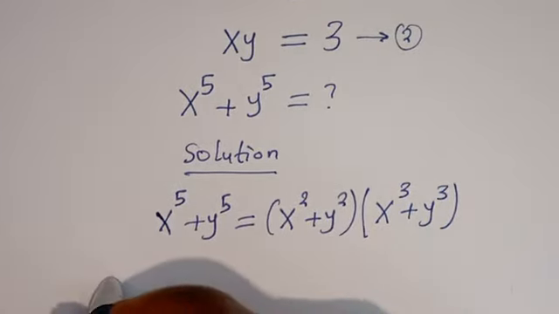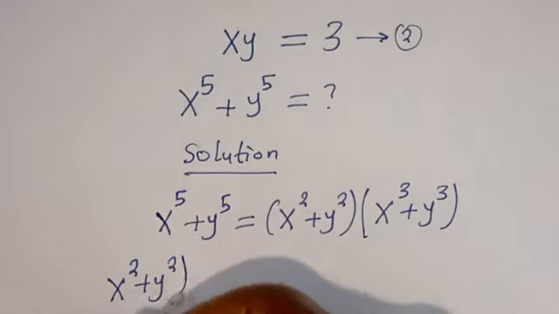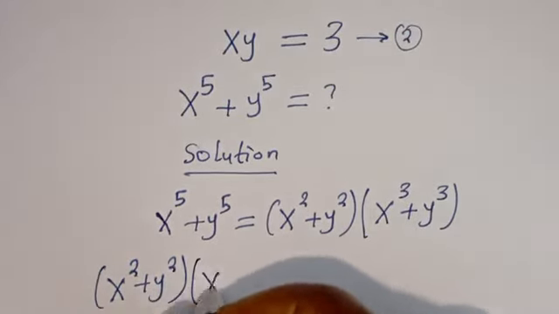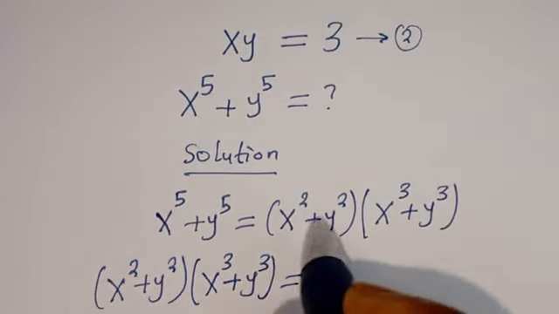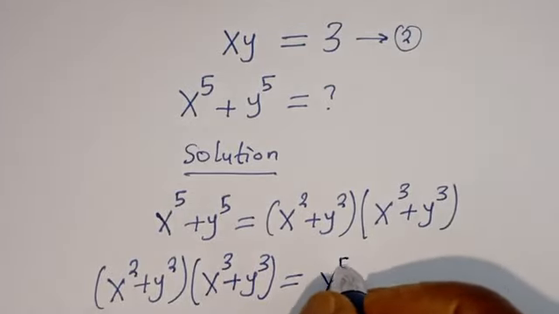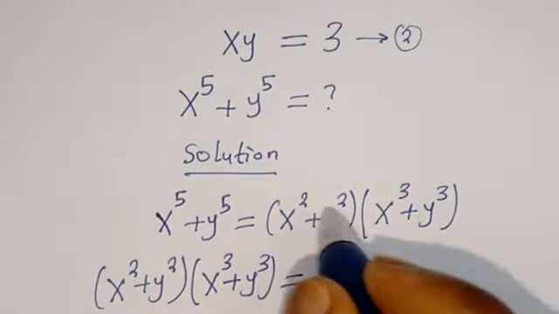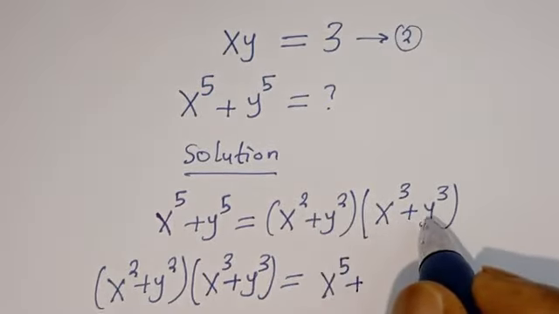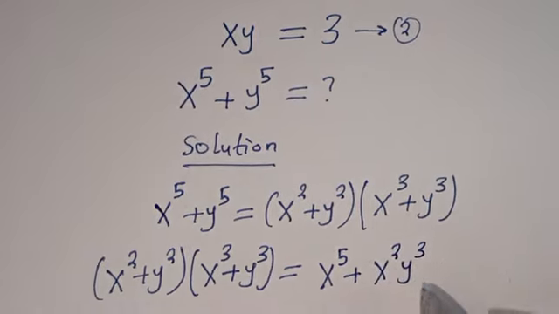Now, x square plus y square multiplied by x to the power of 3 plus y to the power of 3 is equal to x square times x to the power of 3. This is x to the power of 5. Then plus x square multiplied by y to the power of 3. This is x square y to the power of 3.